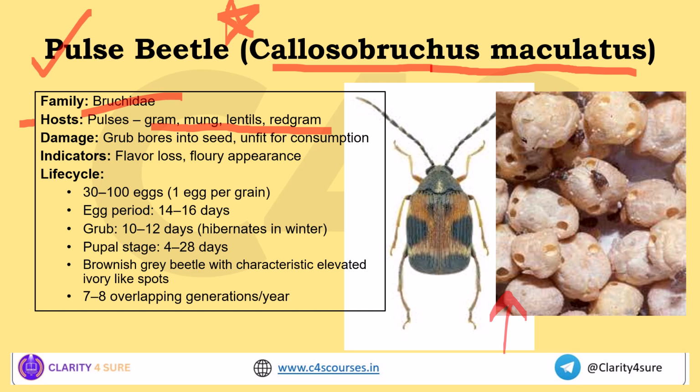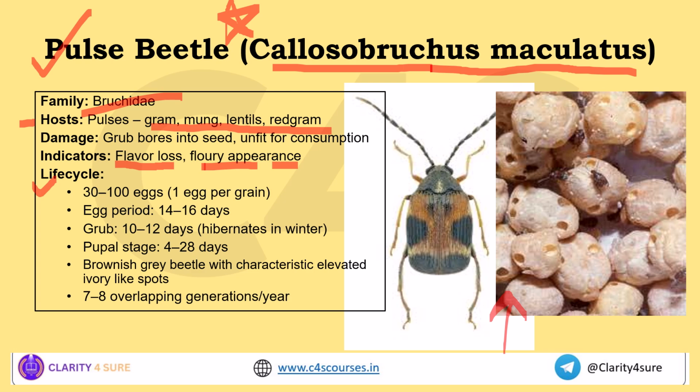The exit holes are also visible when the adult emerges, and the infestation reduces the seed viability and causes a foul smell. So the indicators can be concluded that there is also a flavor loss of the particular pulse and floury appearance of the particular pulse. If we talk about the life cycle or identification, these pests are generally small and oval beetles.